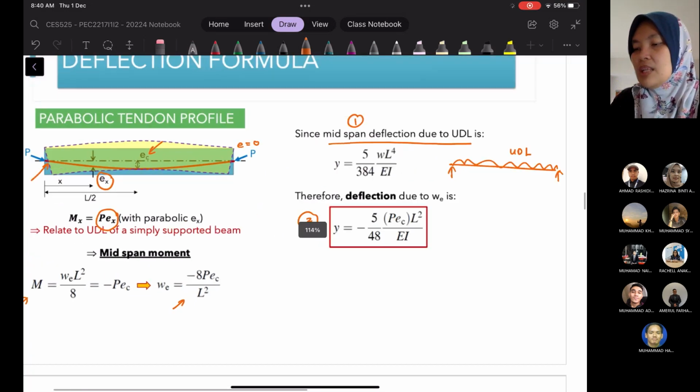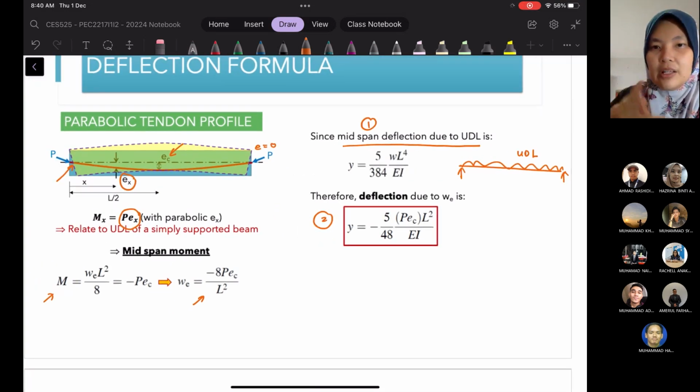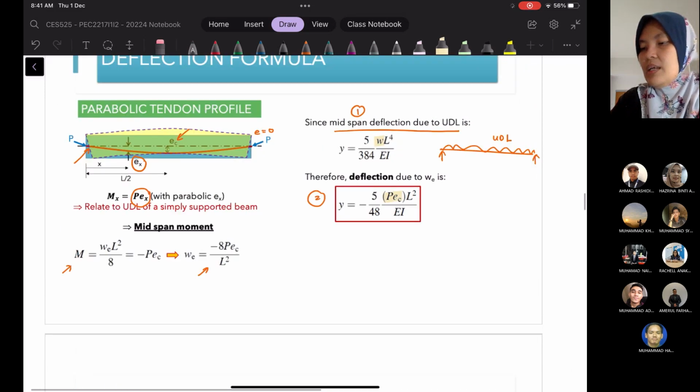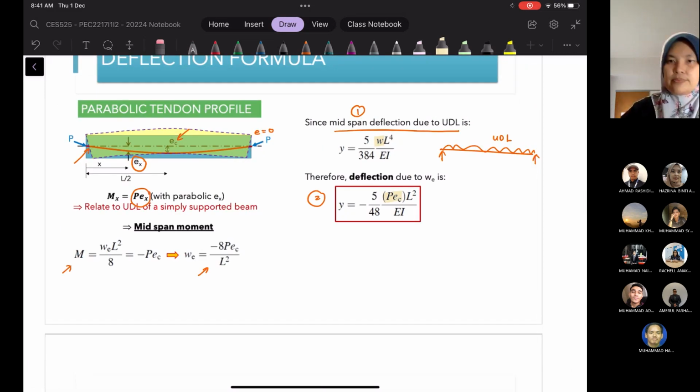So for the parabolic tendon profile, basically we are going to have two values. One is due to the UDL and another one is due to the pre-stress force, so that equation has PE. The difference between these two equations is that the upper equation only has W, but the lower equation considers the pre-stress force as well as the pre-stress eccentricity. That is the difference. Then we are going to combine both equations together. Can you follow me so far?